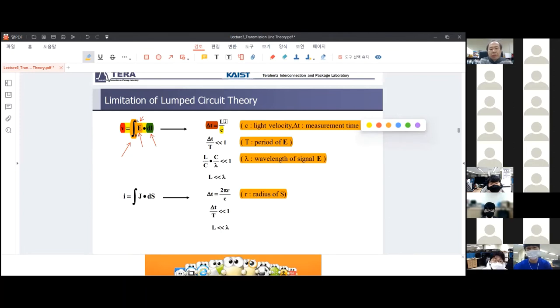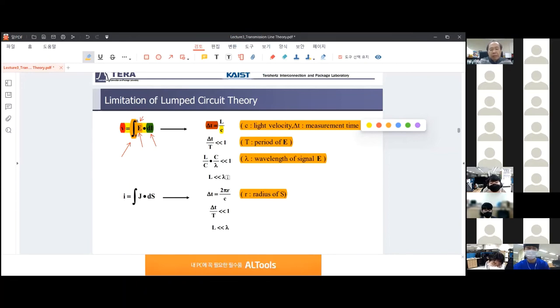Let's assume that your circuit interconnection has a certain length, and the speed of light is constant because of Einstein's law, 3 times 10 to the 8 meters per second. That is not fast enough in this digital era. So for example, if the length is 1 millimeter, delta T becomes about 3 picoseconds. If the switching time of your digital circuit is in that range, we cannot apply this voltage definition.